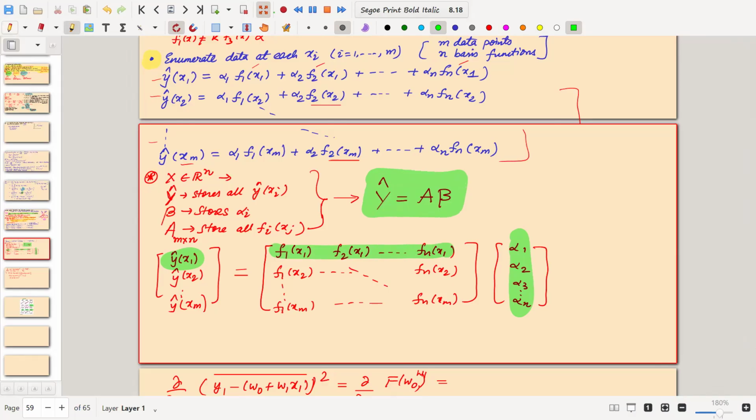Agree? Okay. So you see how we transformed the whole complicated system of equations into just a one-liner, that is y cap equals A beta. Now we have to study this matrix equation, y cap equals A beta.